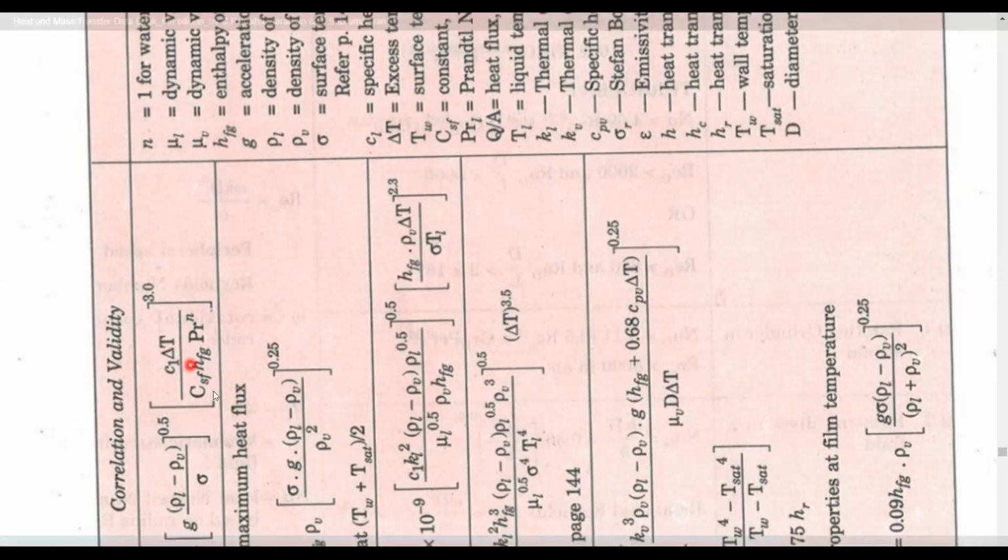CL is the specific heat of liquid. Delta T excess is the temperature difference, which is the difference between the surface temperature and the saturation temperature, Ts minus Tsat. Delta T is nothing but Ts, the surface temperature, minus Tsat. The surface temperature is given, that is 115 degrees centigrade, and Tsat is not given, but by default we have to take it as 100 degrees centigrade.